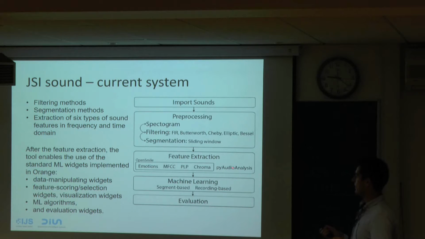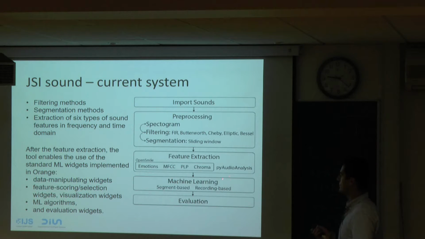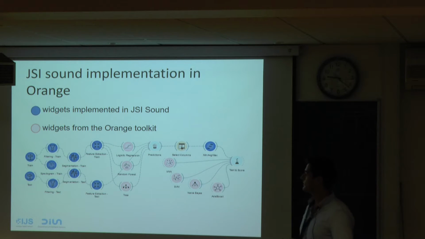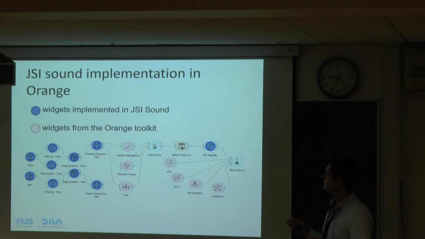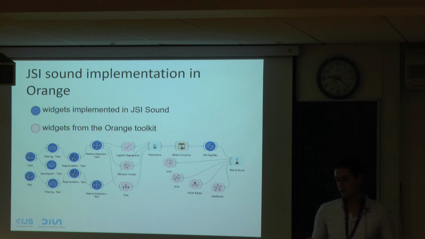So for now we have 2 types of feature extraction algorithms. These were open source feature extraction algorithms which we used in JSON Sound. And after that feature extraction, you can basically use any widget that Orange is providing for machine learning problems. This is the visual representation of JSON Sound. So basically, the blue widgets are the widgets that comprise JSON Sound, and the others are the already existing widgets from the Orange toolkit.